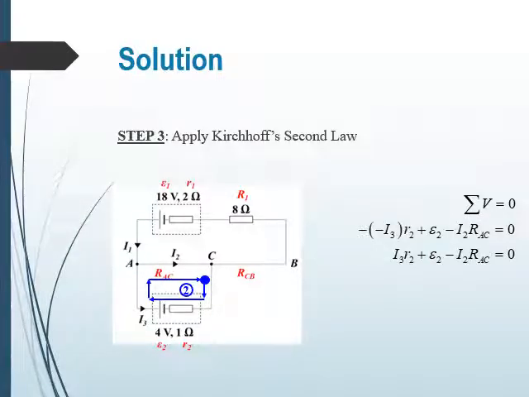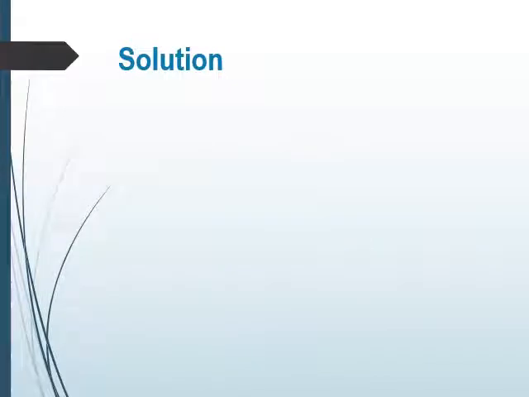So this is the equation: I3 R2 plus EMF2 minus I2 RAC equals 0. Substitute the values, you will have 1 I3 plus 4 minus 7 I2 equals 0. Rearrange the equation. I now have 7 I2 minus I3 equals 2. And that would be my last equation, equation number 3. Now that we have all 3 equations, let us proceed to the final step.